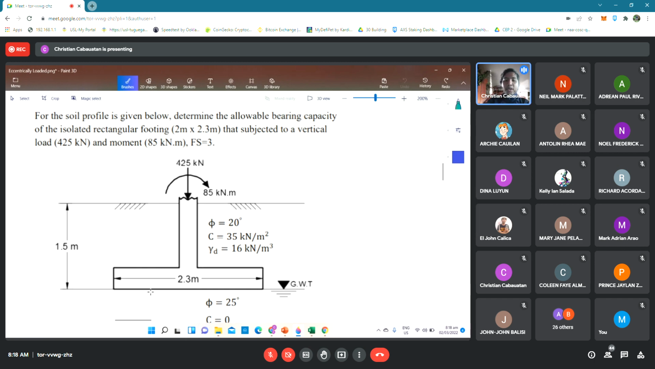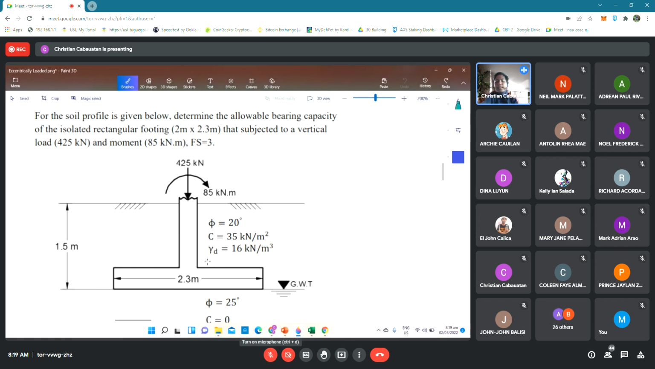Huwag po kayong papamali na baka ang gamitin nyo is 2. Okay? Doon kayo magbase sa binigay na instruction, which is 2.3 dapat ang gagamitin nyo. Okay? Nakuha po ba yun? Nakuha po ba?